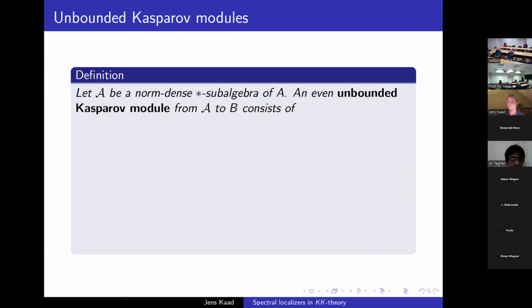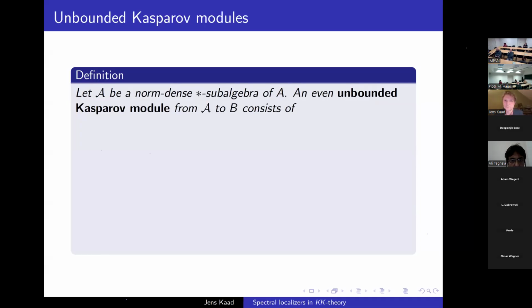Then we have a little bit of extra information. We also have a norm-dense star subalgebra of capital A. And typically this curly A here is referred to as the coordinate algebra of my unbounded Kasparov module. So I talk about an unbounded Kasparov module from the coordinate algebra with values inside capital B, which is a kind of coefficient C-star algebra.